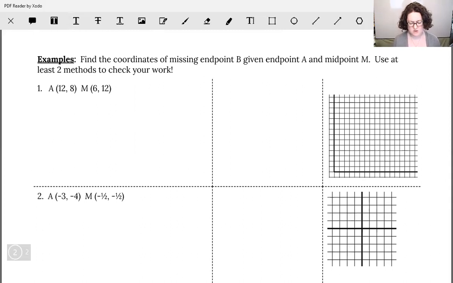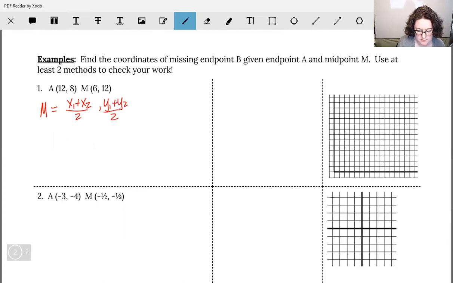But this is one that I probably wouldn't use a graph on, because this is definitely going to be a little harder to find. So let's do this one with a formula, and you'll see why I might not recommend doing this every time. So our midpoint formula, to write them out: midpoint is equal to x1 plus x2 over 2, y1 plus y2 over 2.